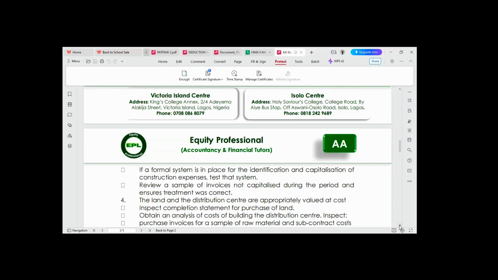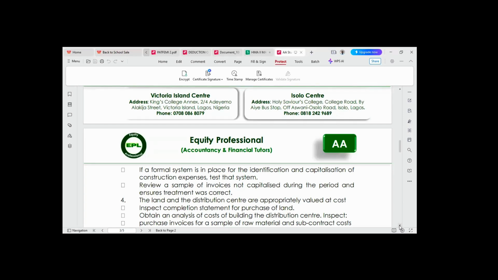So the auditor will inspect the completion statement for the purchase of land. Okay. So when you buy land, there's what we call a transfer. They will write a document, present a document that this asset, I mean, this land has been bequeathed or has been given to you because you have paid for it. So you will see that letter. They have released the letter. Okay.